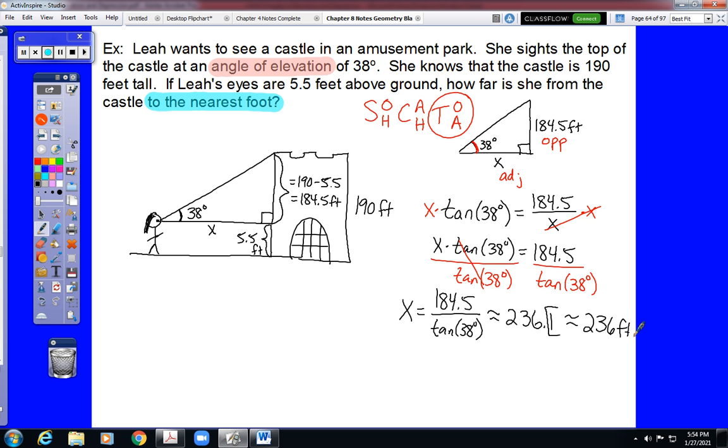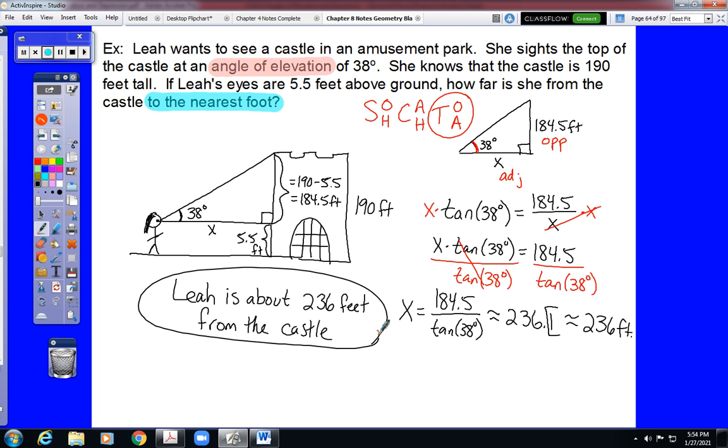236 feet. Now the final little bit of the puzzle is that this is a word problem, so remember that I expect you to give a word answer. It says, how far is she from the castle to the nearest foot? We would say Leah is about, because we rounded, 236 feet from the castle. So there is one example of angle of elevation.